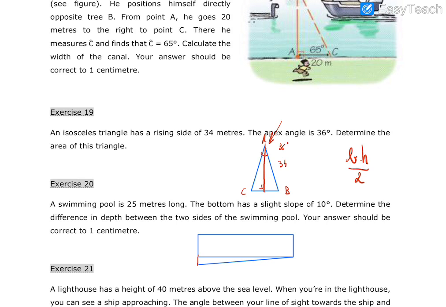Now, the question is, determine the difference in depth between the two sides. The difference in depth. Dus eigenlijk hier dit rode stukje dat zoek ik eigenlijk. I know that this is 25. I know that the slope is 10. And I'm looking for this. So, normally with this explanation, no troubles, no problems to make exercise 19 and 20.